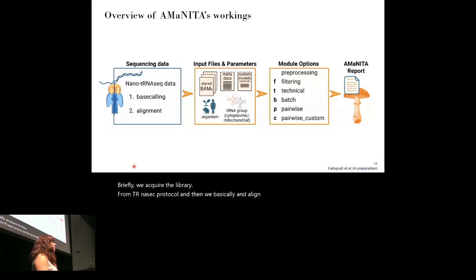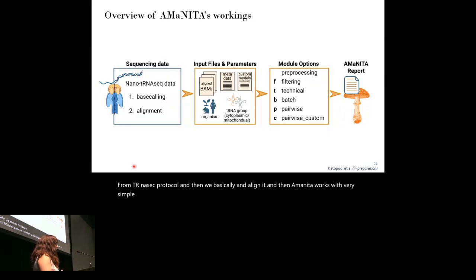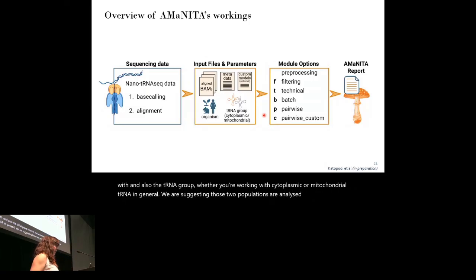And then AMaNITA works with very simple input. It works with the aligned BAM files and the metadata, and also it requires the information about the organism you're working with and also the tRNA group, whether you're working with cytoplasmic or mitochondrial tRNA. In general, we are suggesting those two populations are analyzed independently because they behave very differently in the cell.